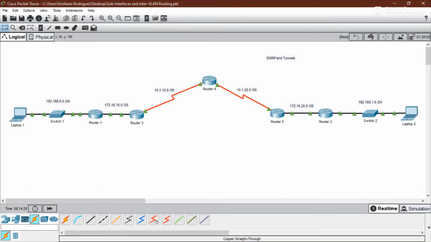So now EIGRP 100 has been enabled for the local area network 192.168.0.0 and 172.16.10.0. It has also been enabled on the local area network for 192.168.1.0 and 172.16.20.0. Router 3 needs to be able to ping router 5 to complete our wide area network. We will use static routes.